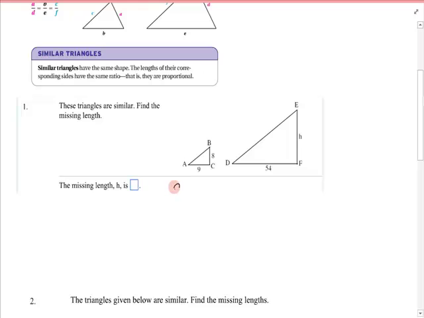We could say 9 is to 54 as 8 is to H. So if I went from the small one to the large one in the first ratio, I have to go from the small one to the large one in the second. 8 is to H. Now I have a proportion with an unknown, and I should be able to solve for it.